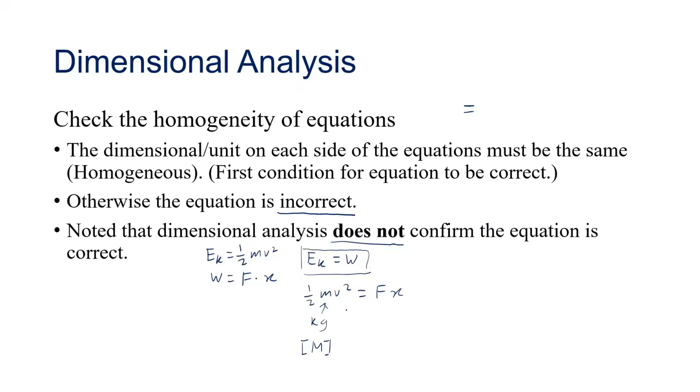First, let's find out the unit. Velocity is meter per second, and here we have a square. Now F equals ma, and m has a unit of kg, and acceleration has a unit of meter per second square. And x. So let's write down here kg meter per second square, and x has a unit of meter.